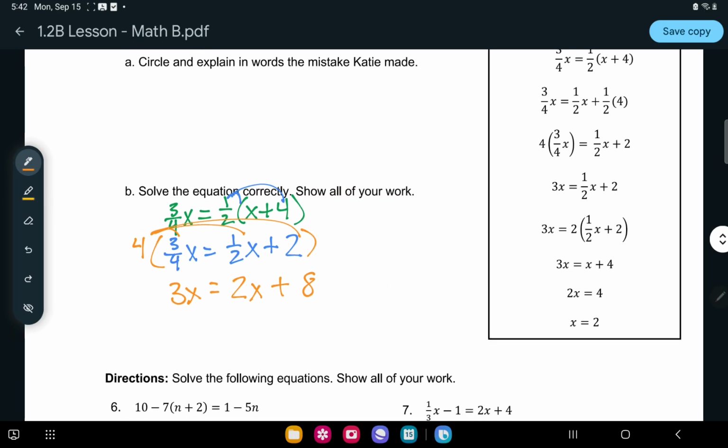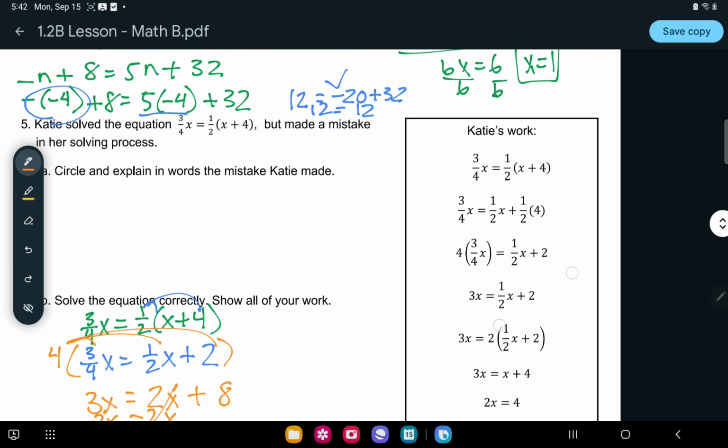Now, this is where you move the smallest variable first. If I moved 3x, it would be okay, but I would get 0 equals negative x plus 8, and I'd have to move the x back. So instead, I'm going to move the 2x, and I'm going to get x equals 8, and that's my answer there. So let's go ahead and try to find Katie's mistake.